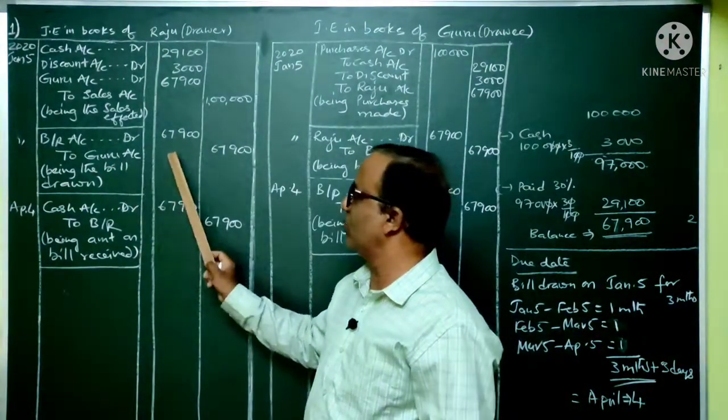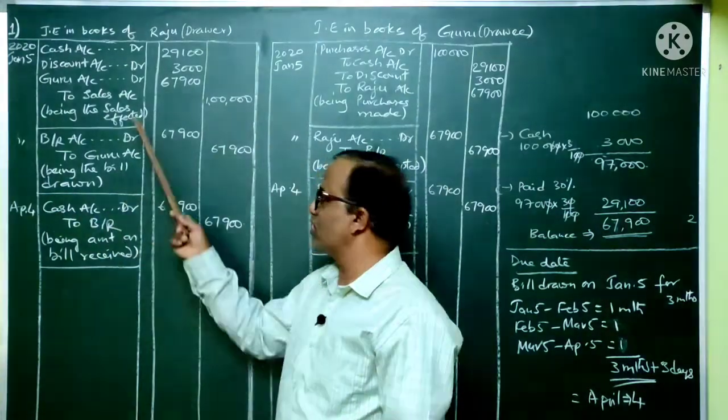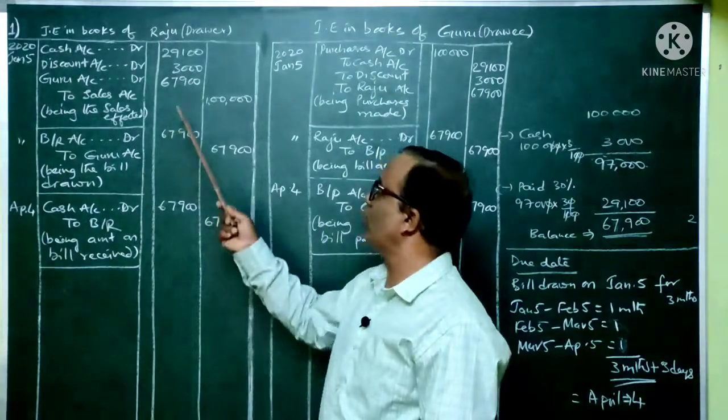When it is honored, the money on the bill is received. So debit what comes in. So cash account debtor to bills receivable. These are the entries we are going to write in the books of Raju.